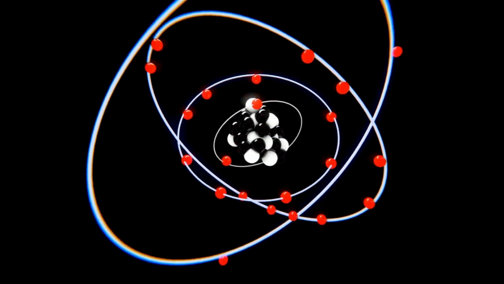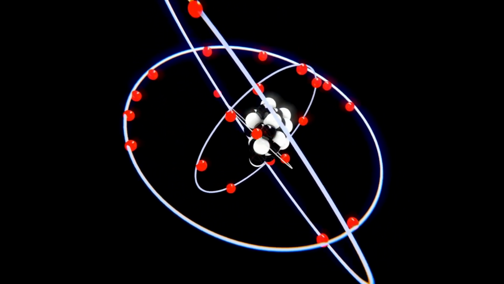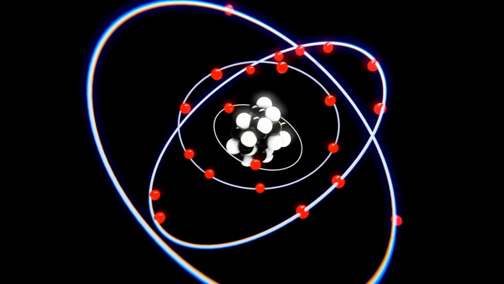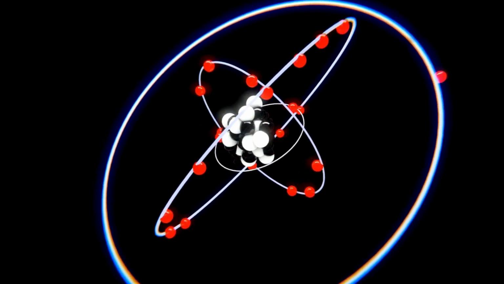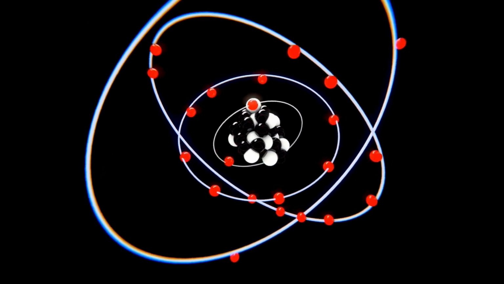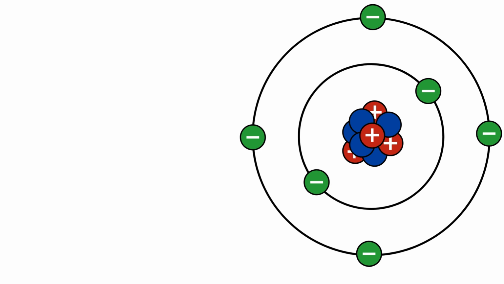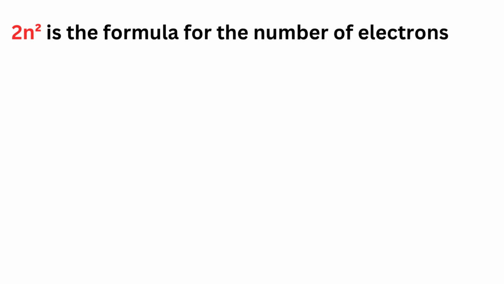Let's begin with electron shells, also called energy levels. Think of shells as the layers or floors surrounding an atom's nucleus. Each shell represents a specific energy level where electrons are likely to be found. The shells are labeled as K, L, M, N, O, P, and Q, starting from the one closest to the nucleus. The following formula gives the number of electrons that each shell can hold, where N is the shell number.